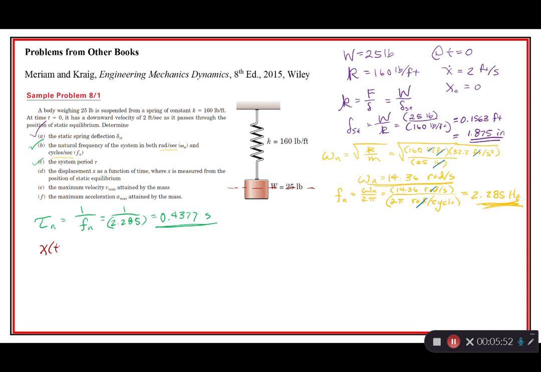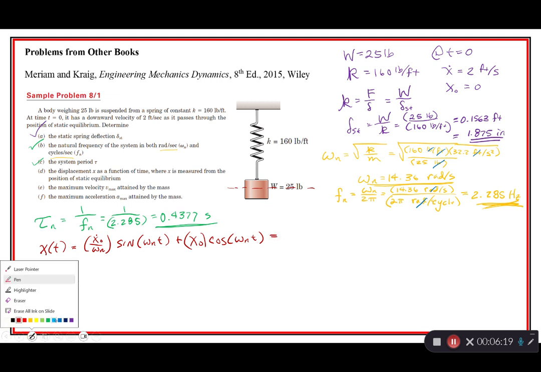We know the solution with initial conditions for a mass spring system, because it's so common, we can just write it out. We have sine of omega n t plus x naught times cosine. That's the full thing for the initial conditions. But what we know is true here is that we're starting at x naught equals 0.